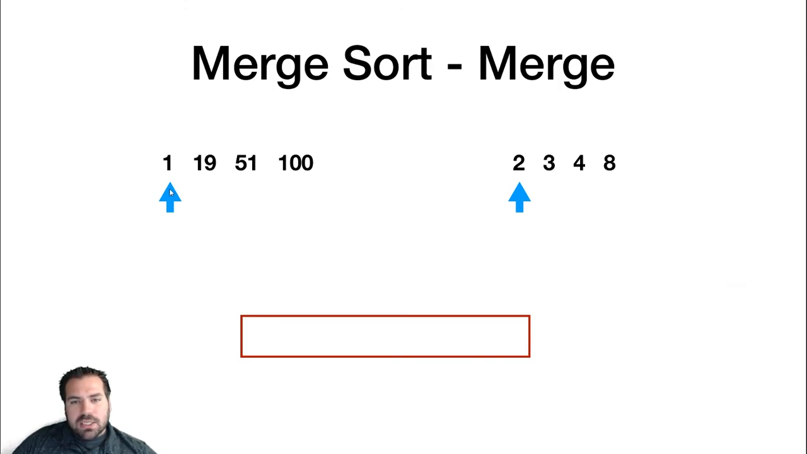So we're going to start with pointers at the first element of each list. We're going to compare. 1 comes before 2, assuming we're using the less than operator for our comparator. 1 comes before 2. Copy 1 into the output list and advance that pointer. Compare these two. 2 comes before 9. Copy that one over and advance that pointer.